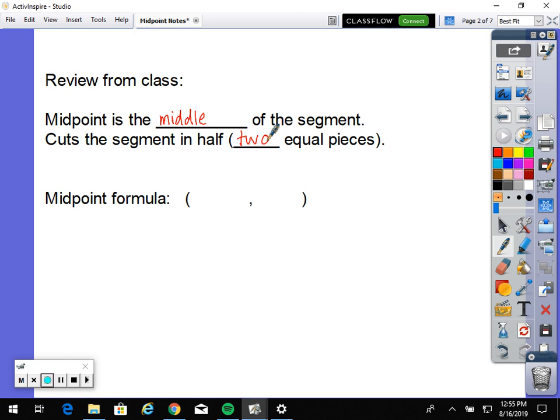This bottom portion, the midpoint formula, we developed that in class. So you add the 2 x values together and divide by 2. You add the 2 y values together and divide by 2. It's like the average of each because you're finding the middle of each, because the midpoint, again, cuts the segment into 2 pieces. So we're going to go through a few examples to practice those skills and answer those questions.